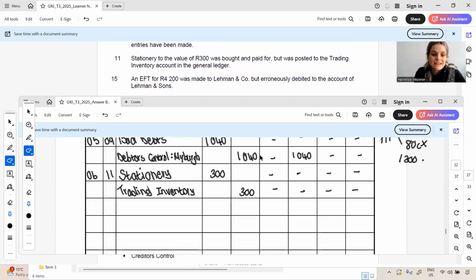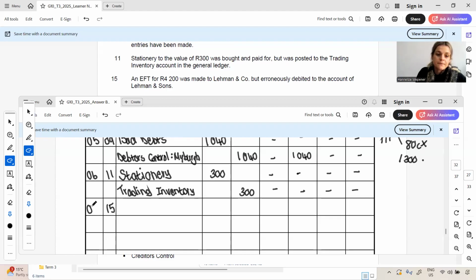Right. Then on the 15th, an EFT for 4,200 Rand was made to one of our creditors, but it was erroneously debited to the account of one of our other creditors. So it's not the and co, it was actually then debited to the son's account. So the payment was made to a creditor. When we recorded this in the CPJ, we said we made the payment to the sons. Okay, so the payment was made. It should be in the CPJ. However, I shouldn't have debited this creditor because it was actually a payment made towards another creditor. So that means that I need to go and show the debit in the correct account because remember it's a creditor that I'm paying now.